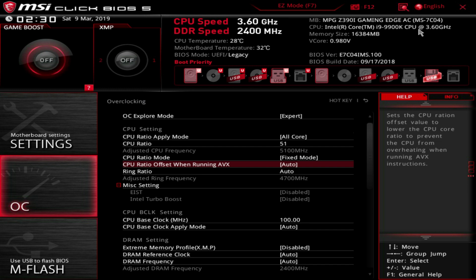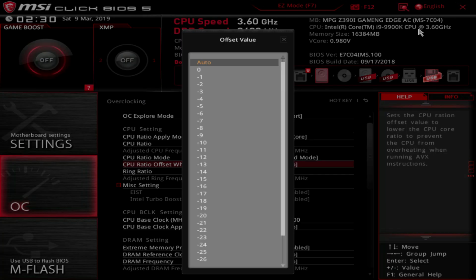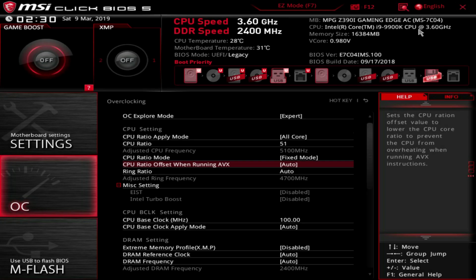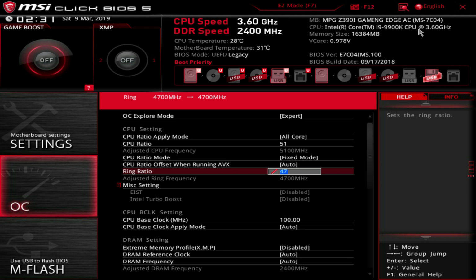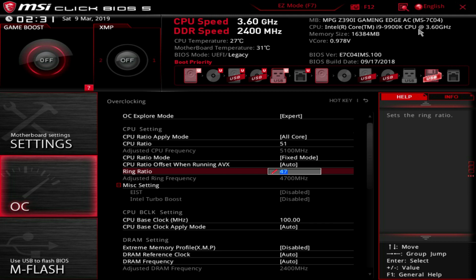Anyway, next we get CPU ratio offset for AVX, so how much the CPU will slow down under AVX workloads. Next we get ring ratio, which is just the ratio for your ring. The ring on the LGA 1151 CPUs actually runs off of the V-core. So if you set your ring ratio too high, you're going to have to bump up your V-core to stabilize it, which basically means you're going to be pushing more power into the cores, which means you're going to be producing more heat, which is going to basically give you a bad day.